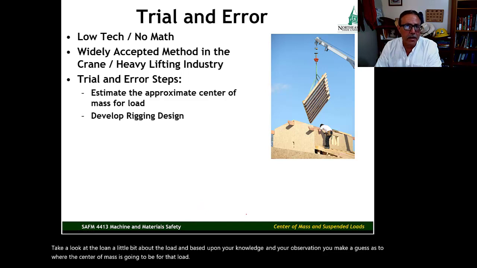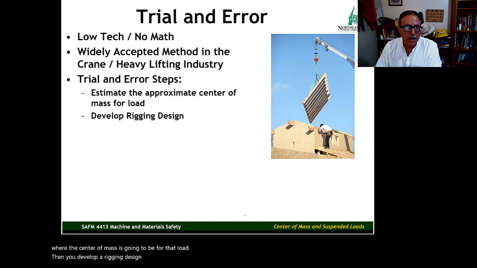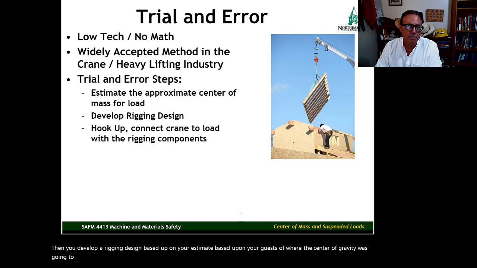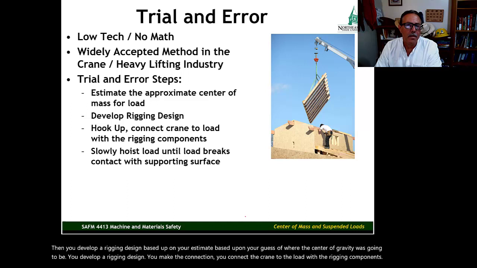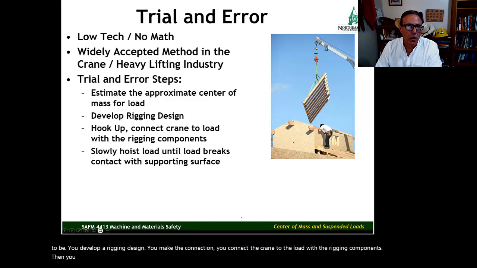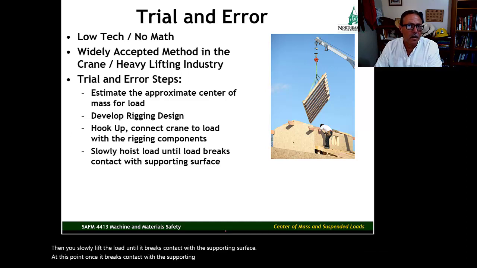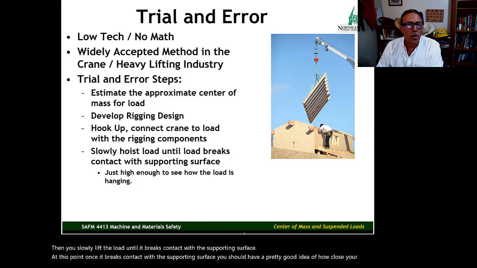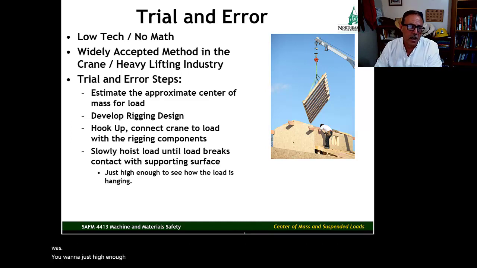Then you develop a rigging design based upon your estimate, based upon your guess of where the center of gravity was going to be. You make the connection. You connect the crane to the load with the rigging components. Then you slowly lift the load until it breaks contact with the supporting surface. At this point, once it breaks contact with the supporting surface, you should have a pretty good idea of how close your guess was. You want it just high enough to see how the load is hanging.